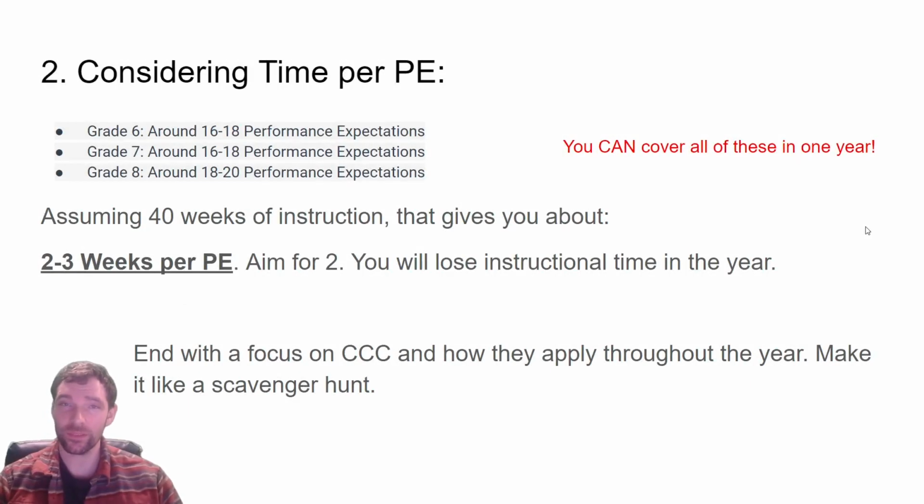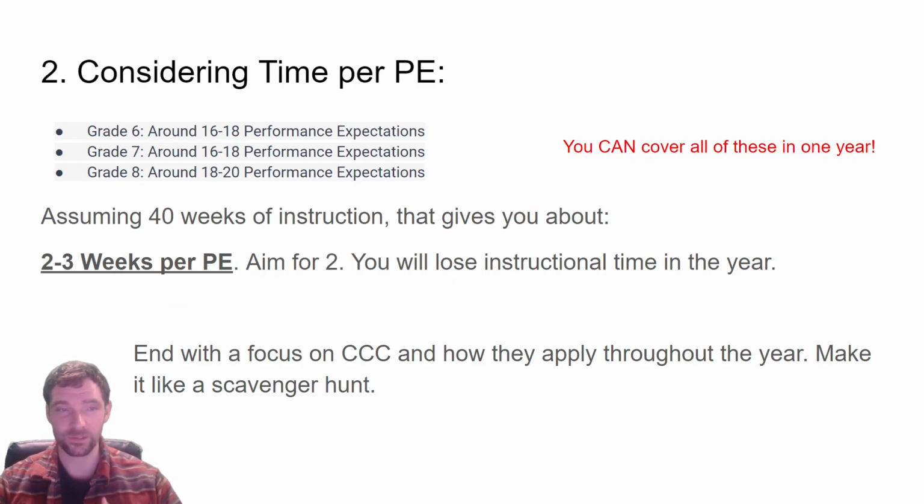So a very important thing to consider when you're planning out a unit or the whole school year is how much time you are going to cover for a particular concept or performance expectation. And if you look at sixth grade, there's about 16 to 18 performance expectations, depending on how the states decide to split the middle school bands. It might be a little bit different. And if you're assuming about 40 weeks of instruction, that gives you 2 to 3 weeks per performance expectation.